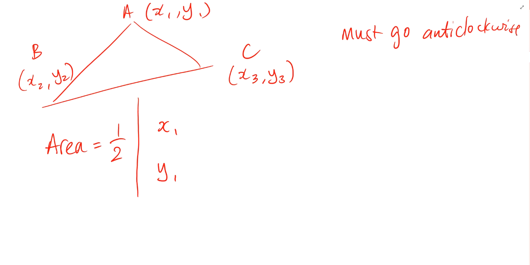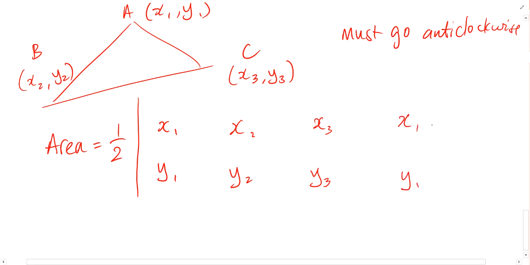So what must the next point be? x2, y2. Then the next point must be x3, y3. Do I stop here? No, you must complete it by going back to your original point. What's the original point? x1, y1. So these are the points. You must go anti-clockwise, and you must end where you started.